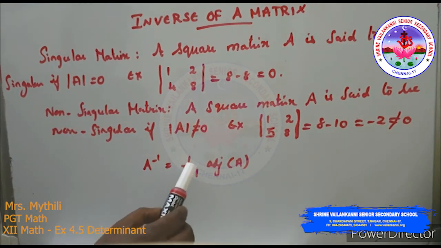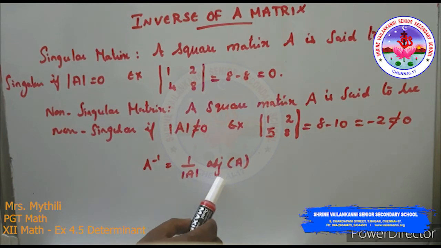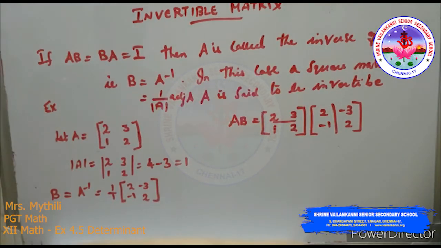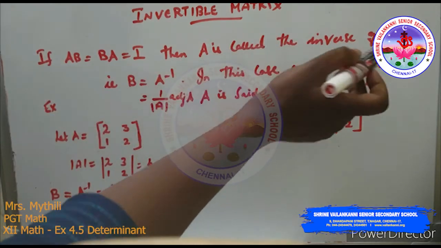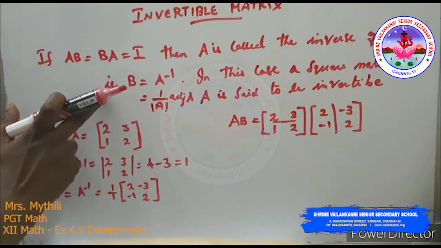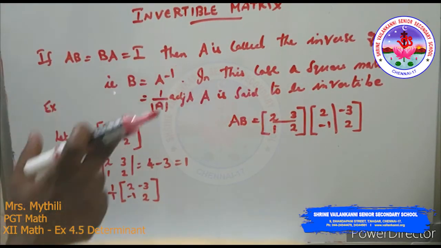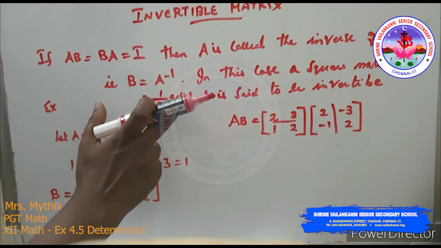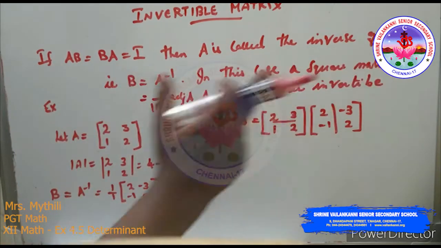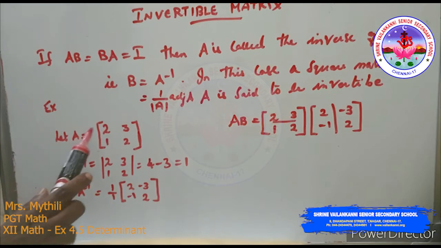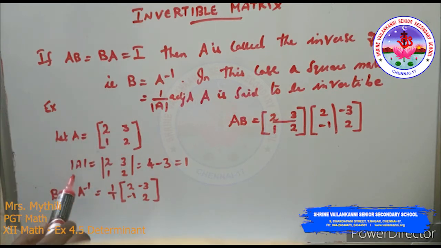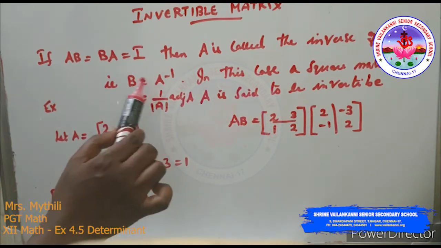So A inverse equals 1 by determinant of A into adjoint of A. Invertible matrix: if AB equals BA equals I, then A is called the inverse of B. It is represented as B equals A inverse, where A inverse is 1 by determinant of A into adjoint of A. In this case, a square matrix A is said to be invertible. For example, let A equal [2, 3; 1, 2], and determinant of A is 4 minus 3, which is equal to 1. So A inverse, which is nothing but B.